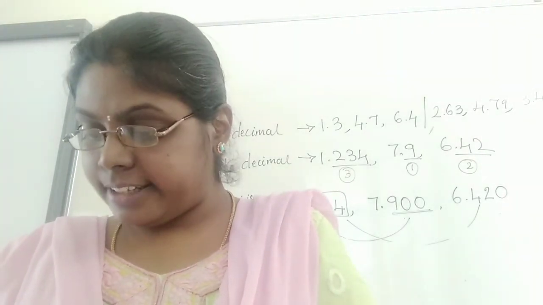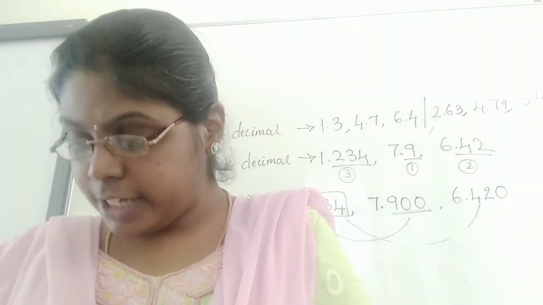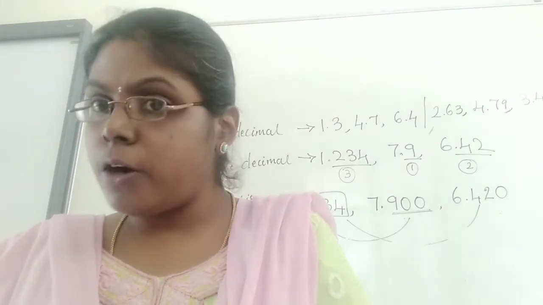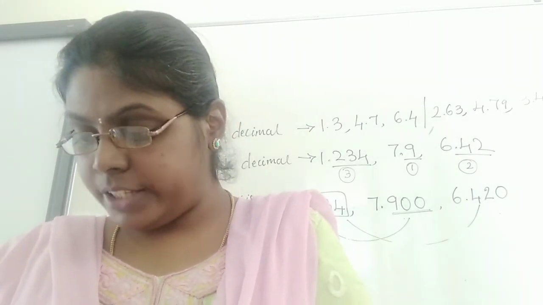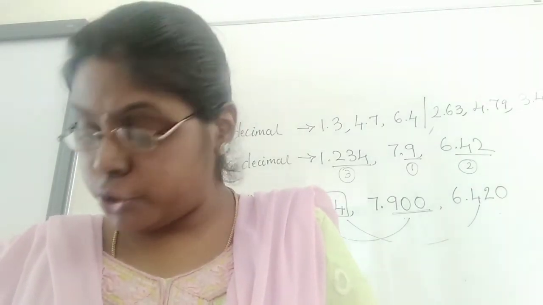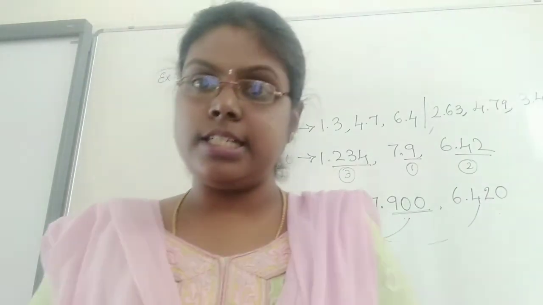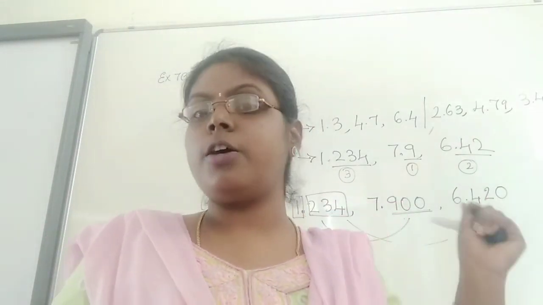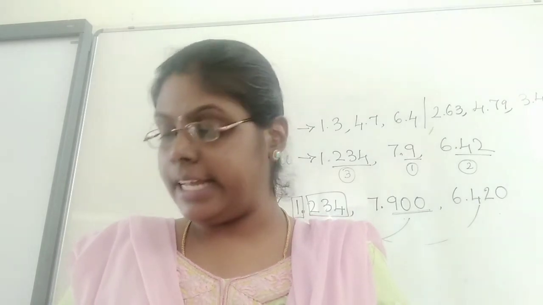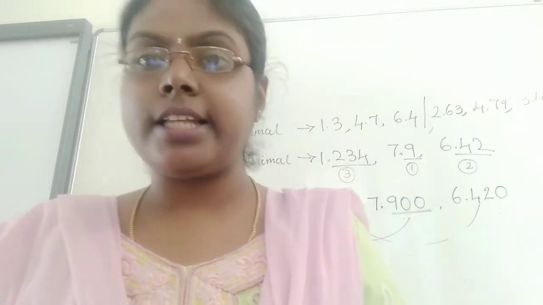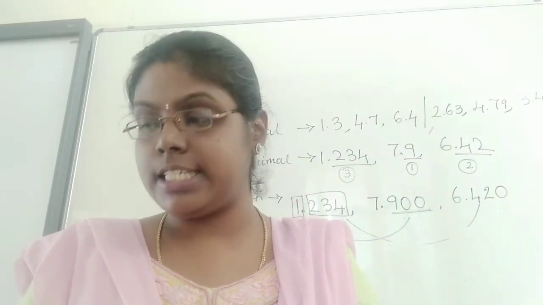Placing zeros at the right end of the fractional part of a decimal number will not change the value of the number. This can be used to change unlike decimals to like decimals. That is what we have done in today's concept in the chapter decimals. So by this we have finished the decimal chapter.